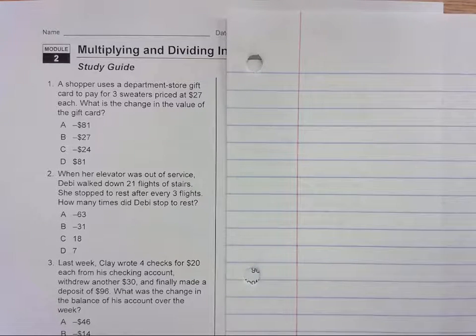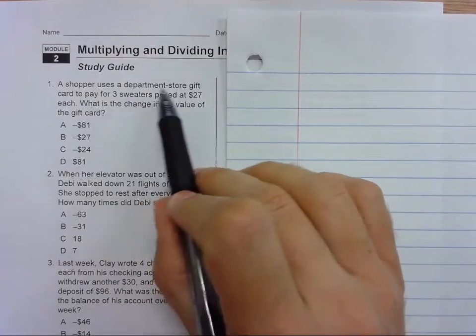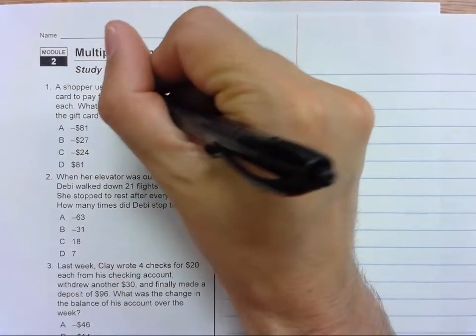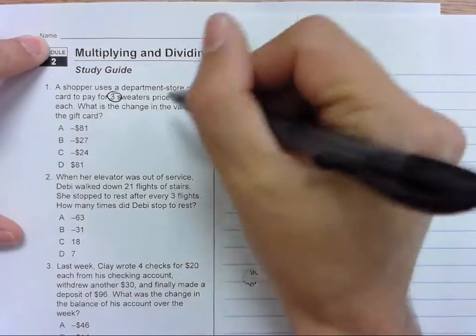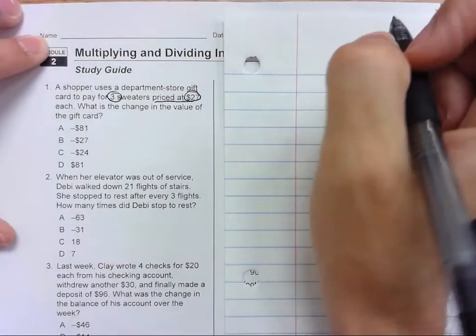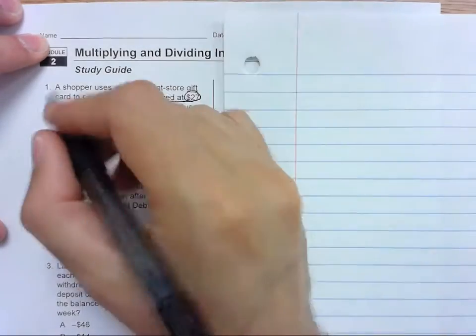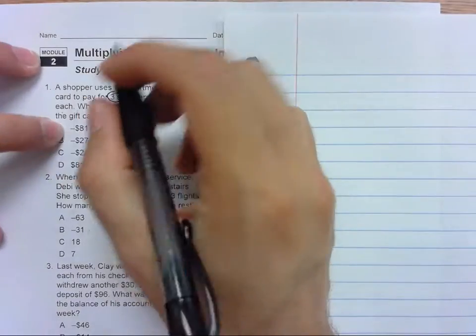Alright, let's look at the Module 2 study guide. A shopper uses a department store gift card to pay for 3 sweaters priced at $27 each. What's the change in the value of the gift card?